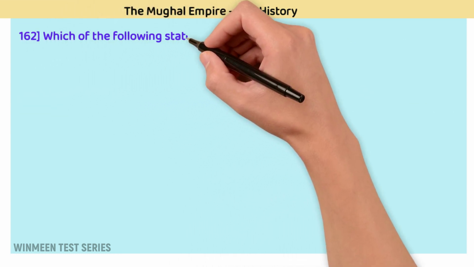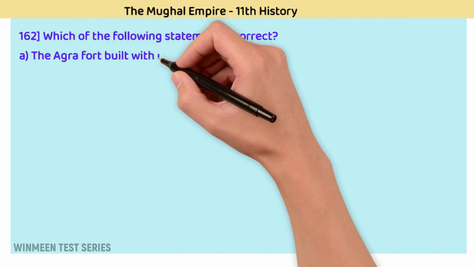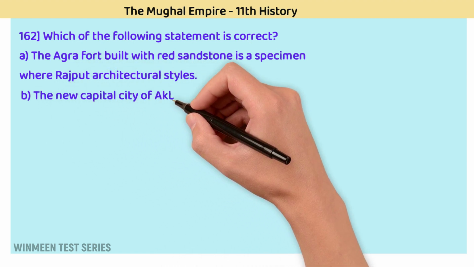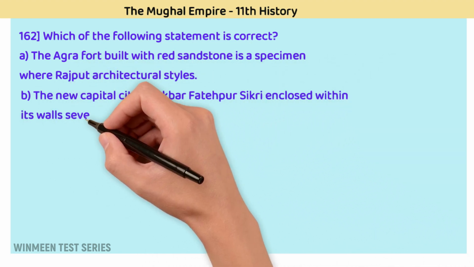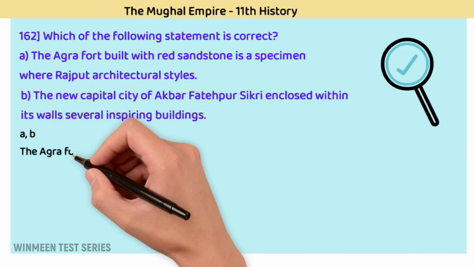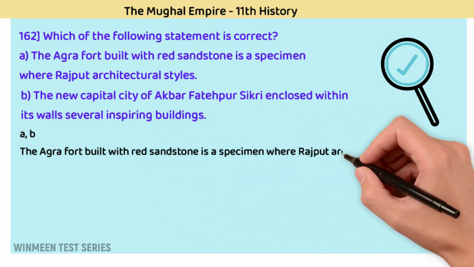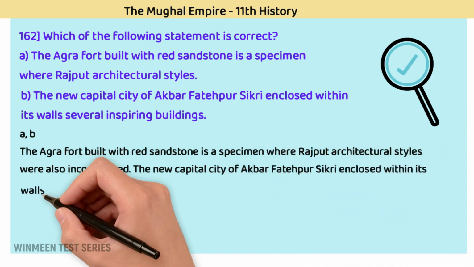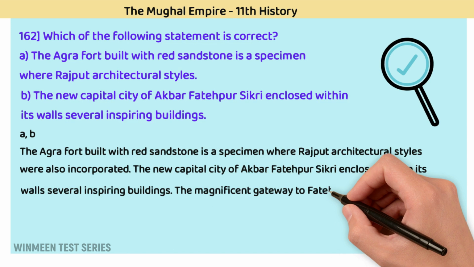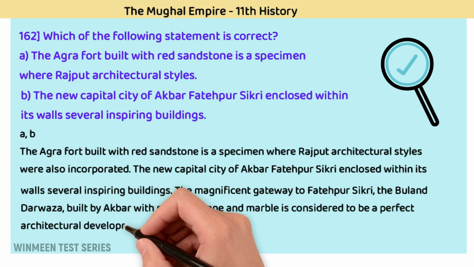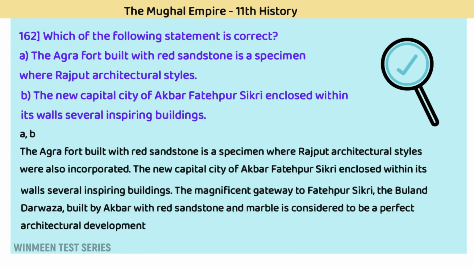Question number 162. Which of the following statements is correct? The Agra fort built with red sandstone is a specimen where Rajput architectural styles were incorporated. The new capital city of Akbar, Fatehpur Sikri, enclosed within its walls several inspiring buildings. The answer is both the statements are correct. The Agra fort built with red sandstone is a specimen where Rajput architectural styles were also incorporated. The new capital city of Akbar, Fatehpur Sikri, enclosed within its walls several inspiring buildings. The magnificent gateway to Fatehpur Sikri, the Buland Darwaza built by Akbar with red sandstone and marble, is considered to be a perfect architectural development.